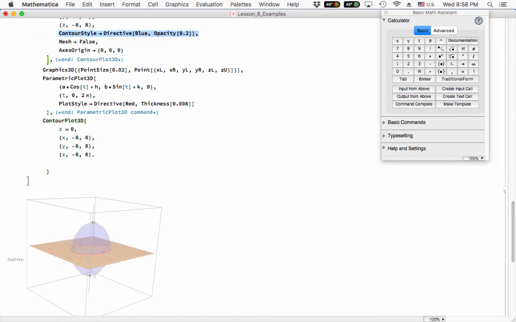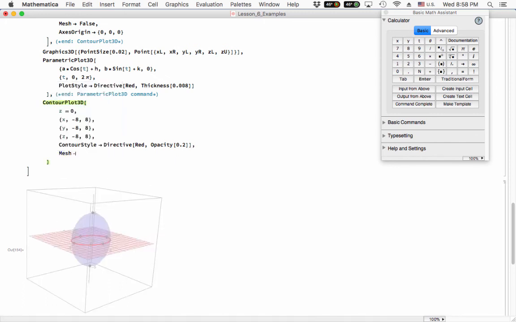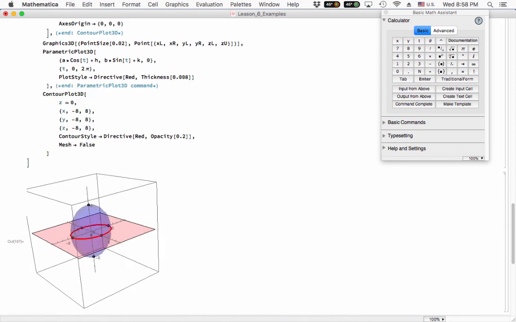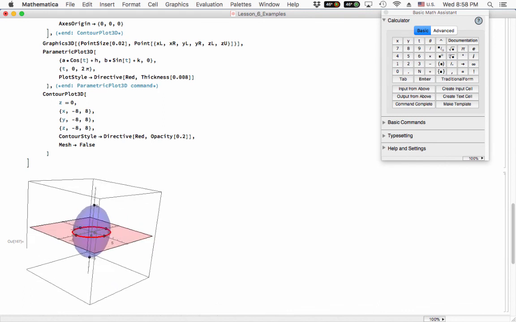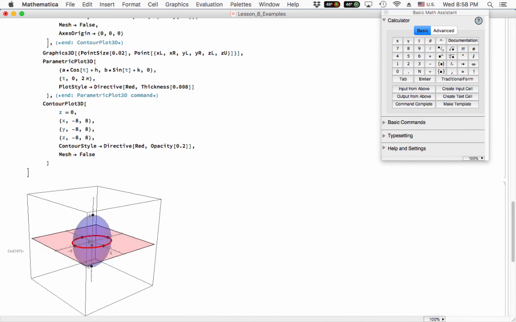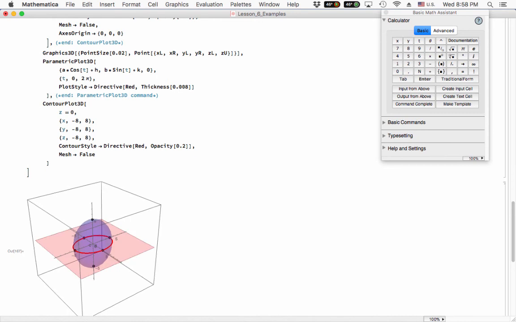Here we'll use the contour style, so I'm just going to copy and paste, and we'll call this thing red, and we'll use opacity. And then let's turn the mesh off of this, just so that we're not confused. So here, mesh is false. Okay. Do you see that? That the trace is the intersection between the xy plane and the ellipsoid? It's pretty cool, right? Notice that traces are in R3. They're curves in R3, parametric curves.